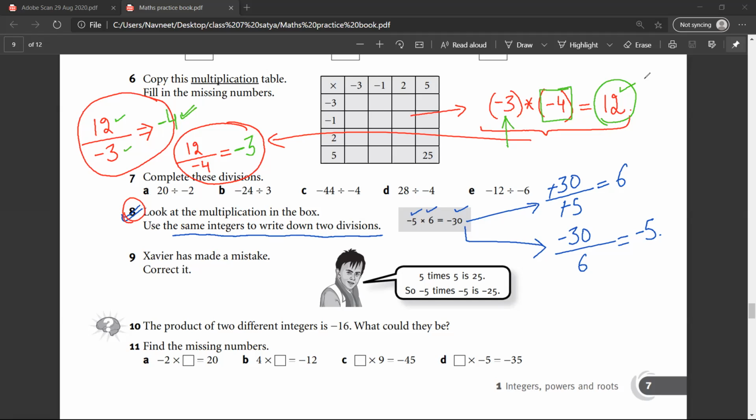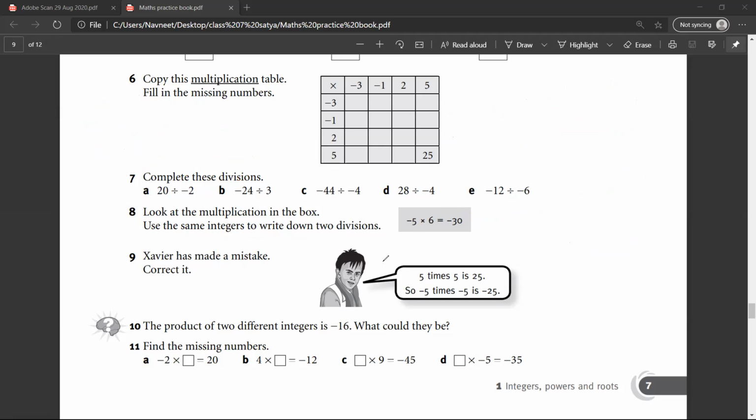Similarly, what they are trying to tell you is that if you divide this number 12 by this number minus 4, the answer you should get is minus 3. And that is what you are getting here. Yes, sir. This is what they are trying to tell you in this question: if I divide minus 30 by minus 5, my answer is 6. And when I divide minus 30 by 6, my answer is minus 5. Have you understood? Yes, sir.